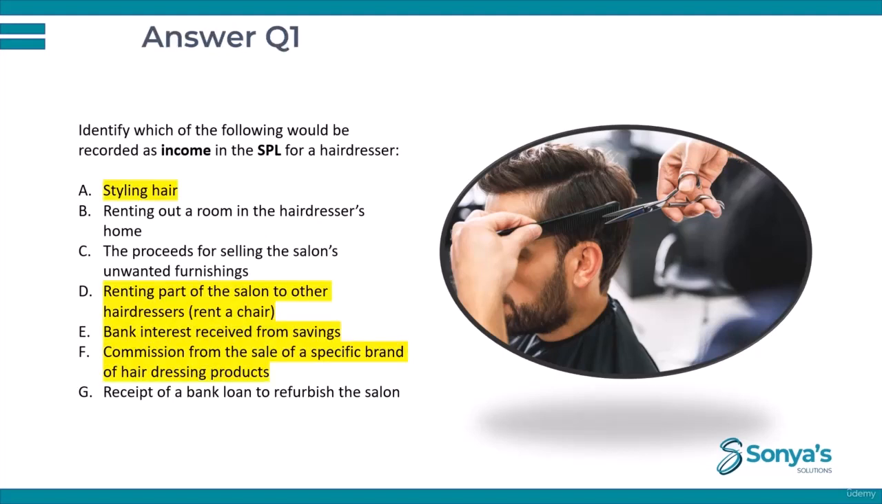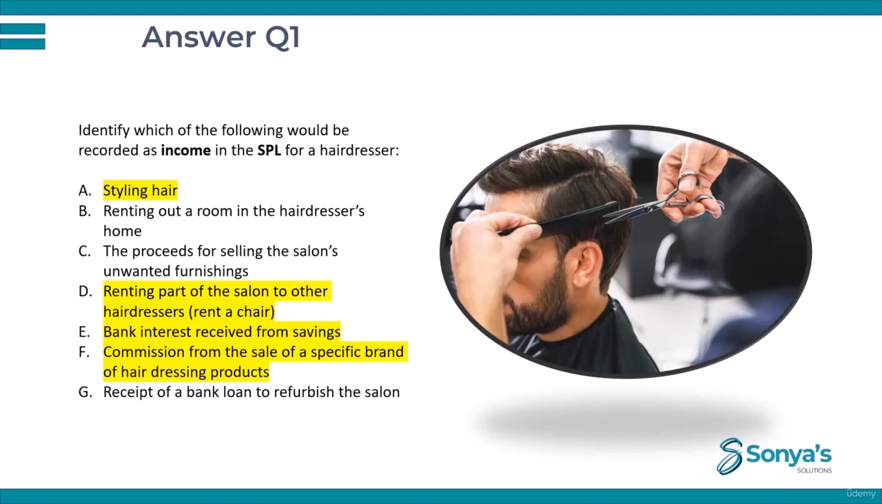To identify income, ask yourself, what does a hairdresser do most days to make a profit? They style hair, rent chairs out to other stylists, earn commission from product sales, and maybe earn some interest on bank deposits. The other transactions cause cash to flow into the business, but they're not everyday, ordinary profit-making activities, so they are recorded differently.